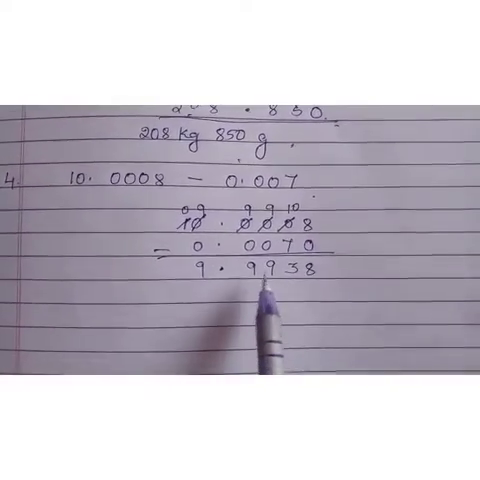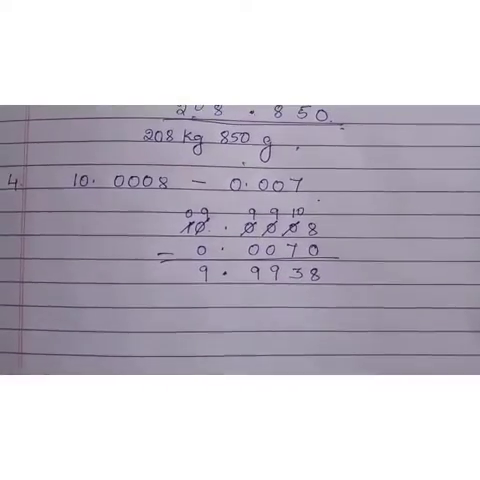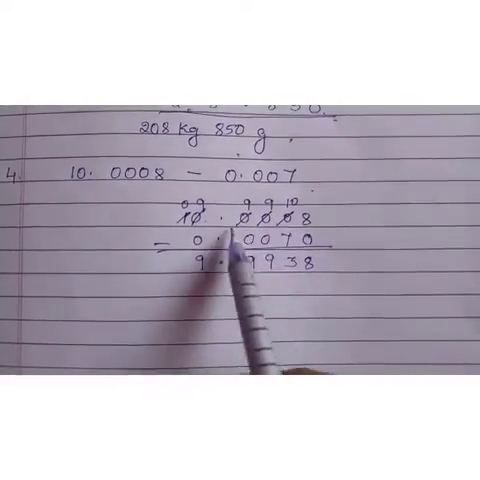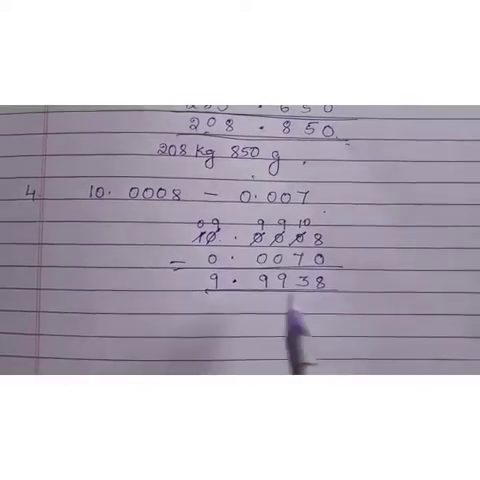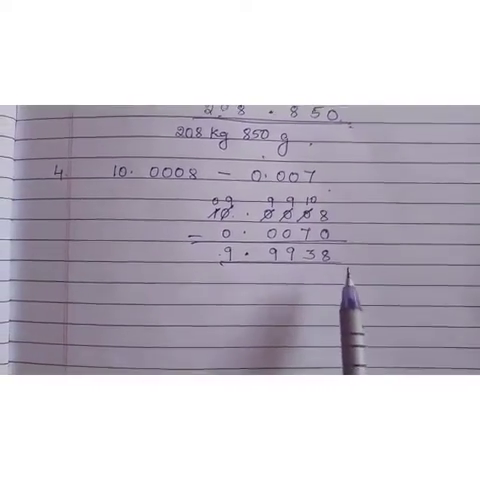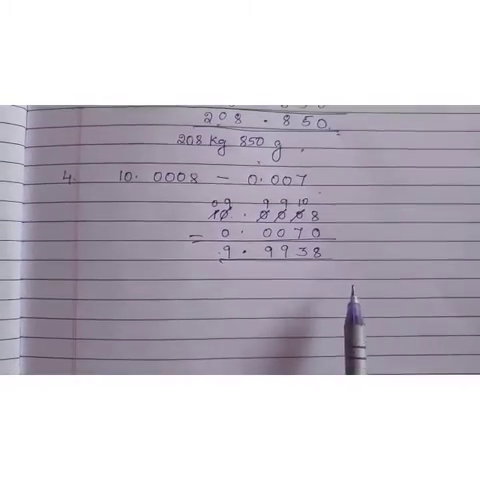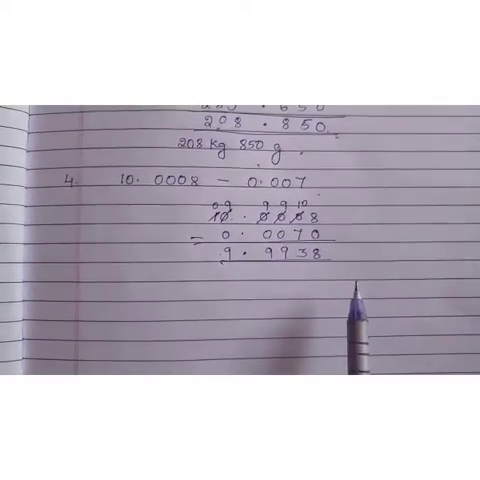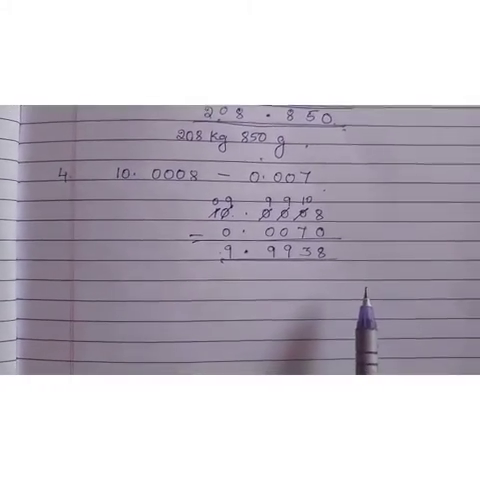I hope you have understood this carryover. So the answer will be 9.9938. So children, this is how we are going to add and subtract the given decimal numbers.